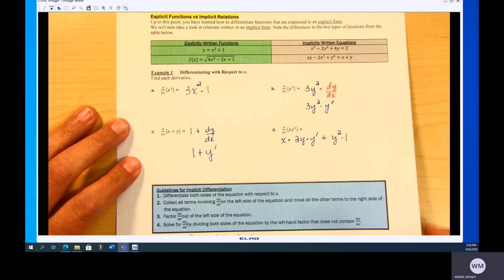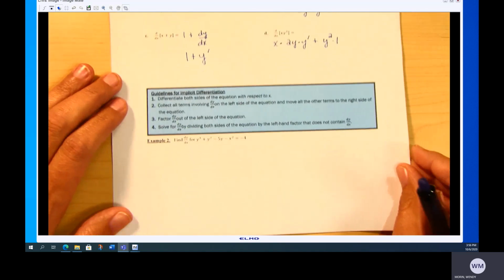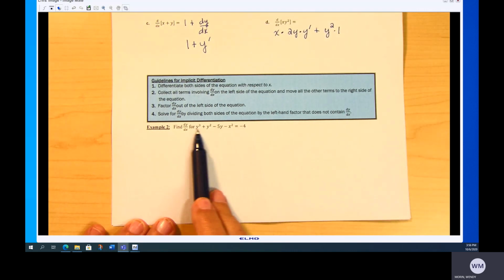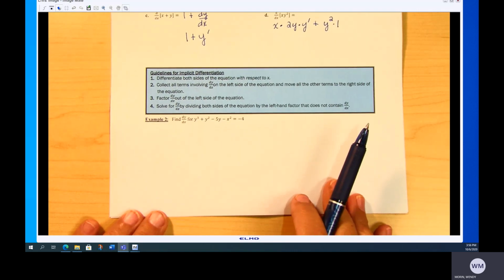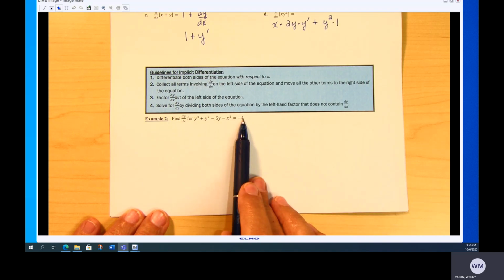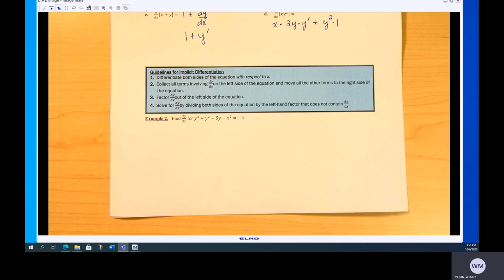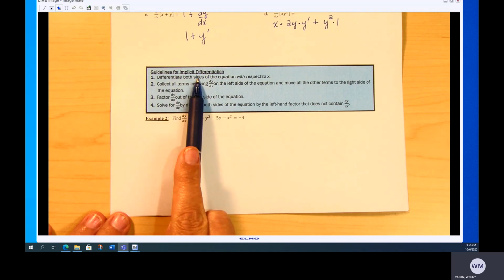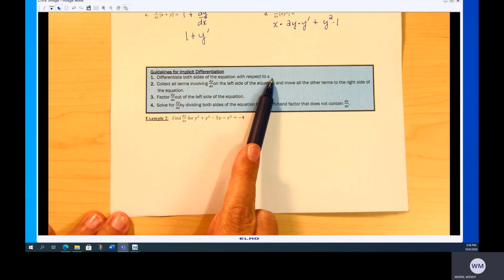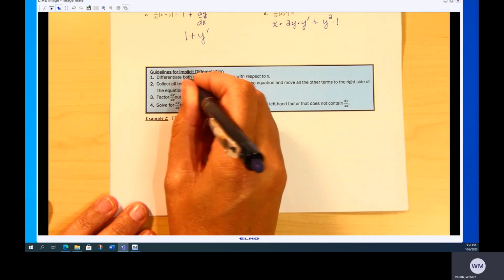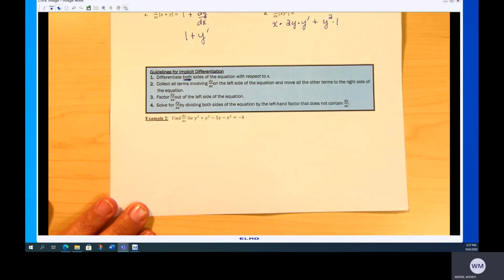Okay, so why do we need to do implicit differentiation? Because they will be asking to find the derivative of this type of equation, which is an implicit equation. We cannot solve this for y. So we have to know how to take the derivative implicitly. Okay, so here are the steps. Differentiate both sides of the equation with respect to x. Both sides is the key, because a lot of people forget this side. That's a very common mistake.